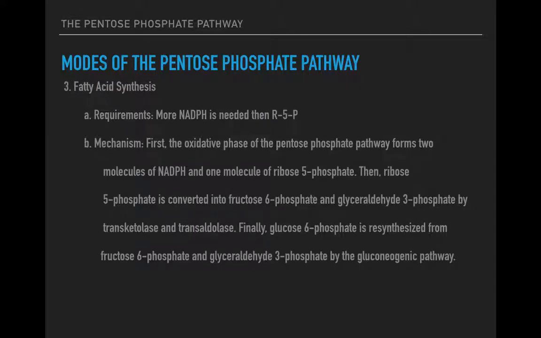The third mode of the pentose phosphate pathway is going to be fatty acid synthesis. Requirements: more NADPH is needed than ribose 5-phosphate. The mechanism: first, the oxidative phase of the pentose phosphate pathway forms 2 molecules of NADPH and 1 molecule of ribose 5-phosphate. Then ribose 5-phosphate is converted into fructose 6-phosphate and glyceraldehyde 3-phosphate by transketolase and transaldolase. Finally, glucose 6-phosphate is resynthesized from fructose 6-phosphate and glyceraldehyde 3-phosphate by the gluconeogenic pathway.